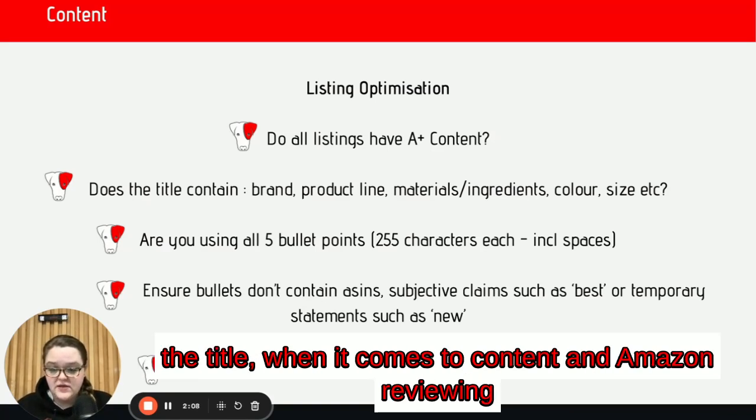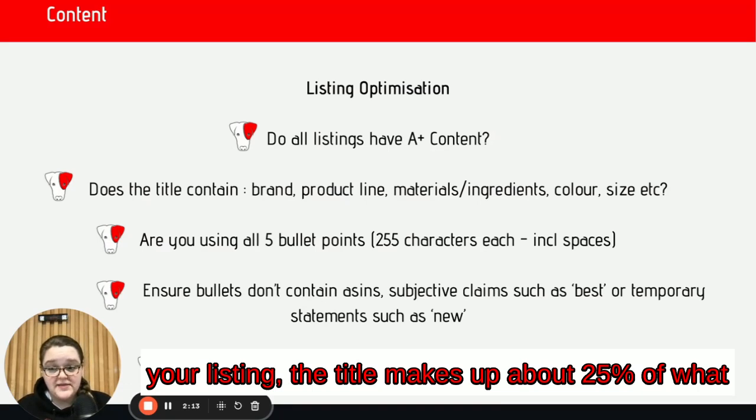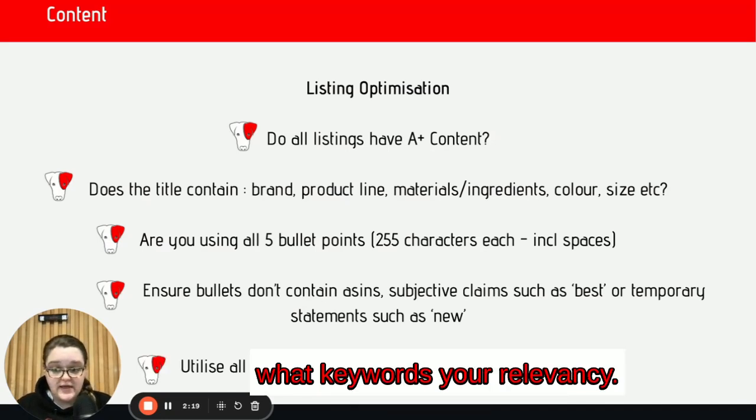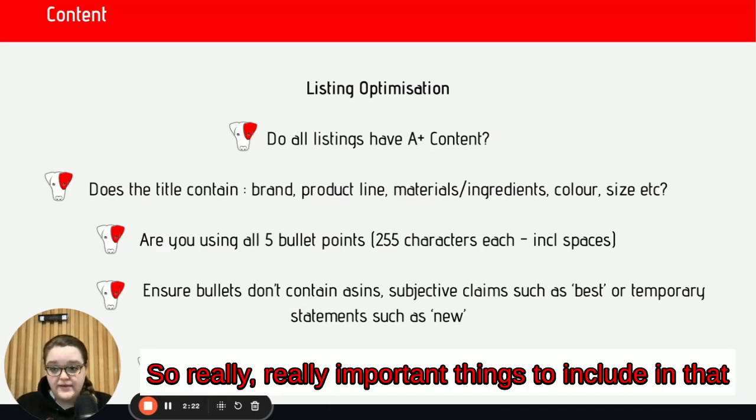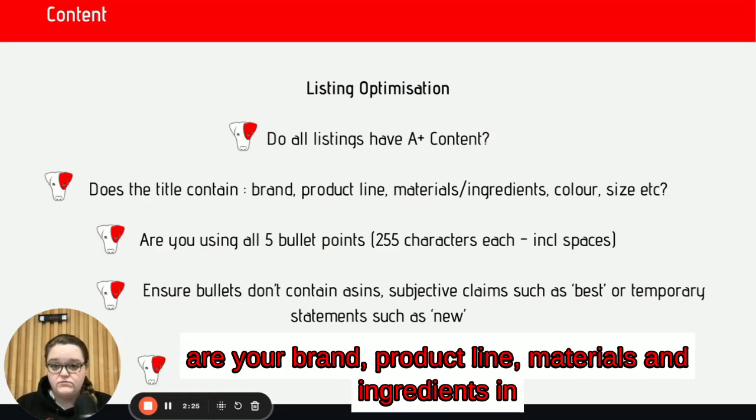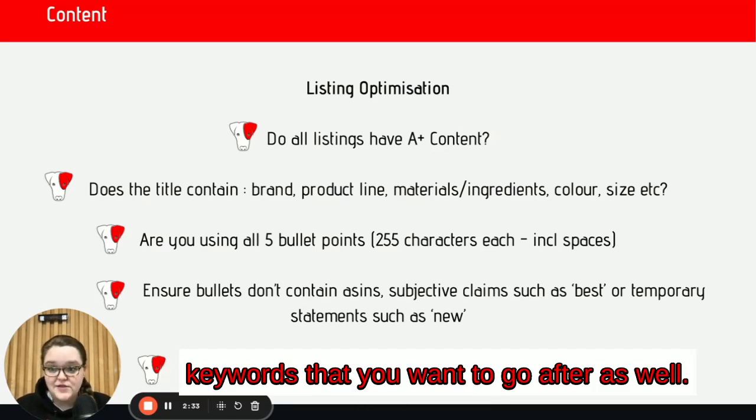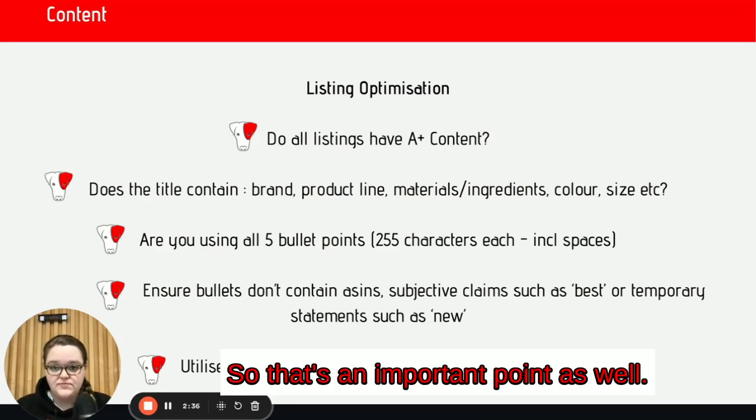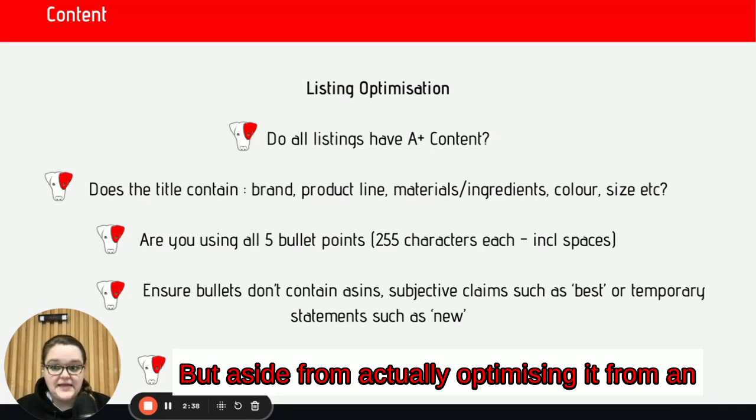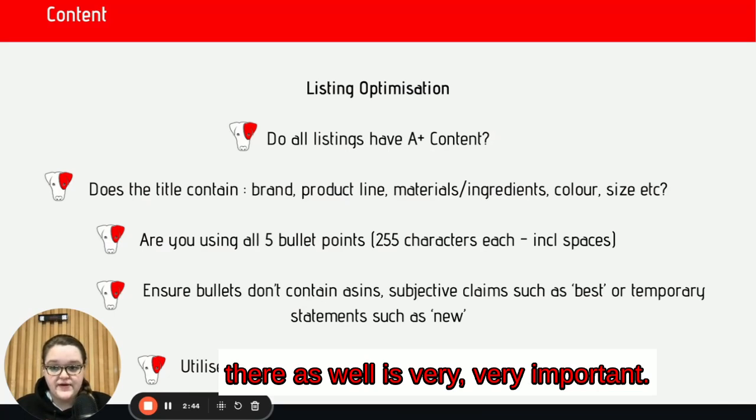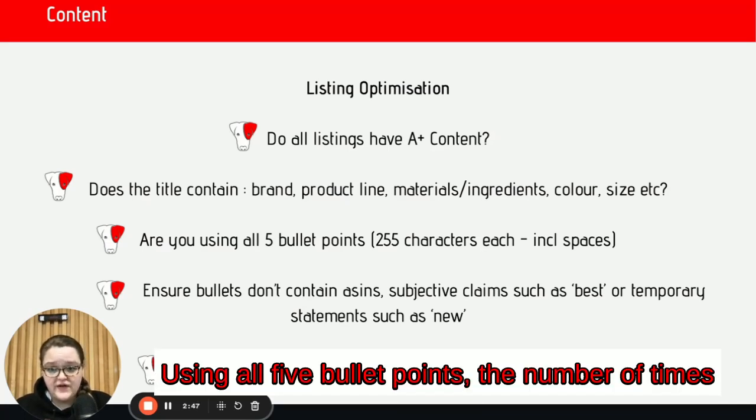I would say with the title, when it comes to content and Amazon reviewing your listing, the title makes up about 25% of what it considers when it considers where to show you against what keywords, your relevancy. So really, really important. Things to include in that are your brand, product line, materials and ingredients in the product, the size, the color, obviously the main keywords that you want to go after as well. So that's an important point as well. But aside from actually optimizing it from an advertising perspective, making sure those things are in there is very, very important.